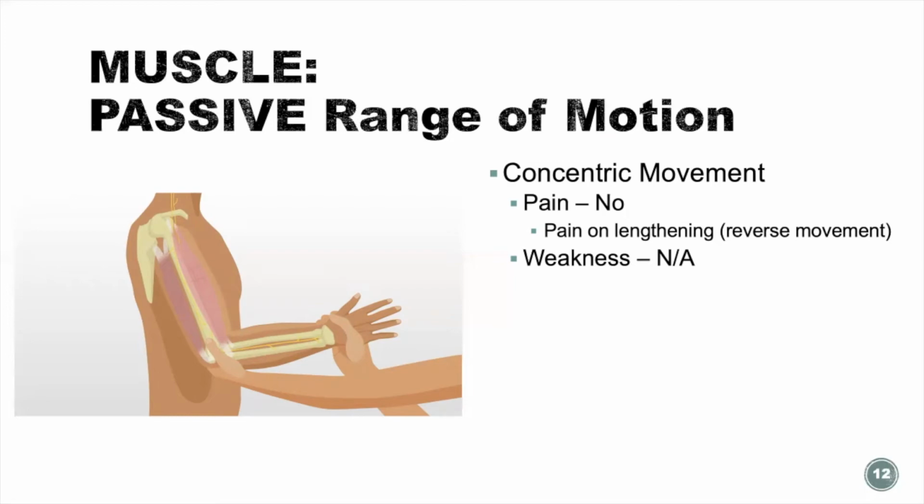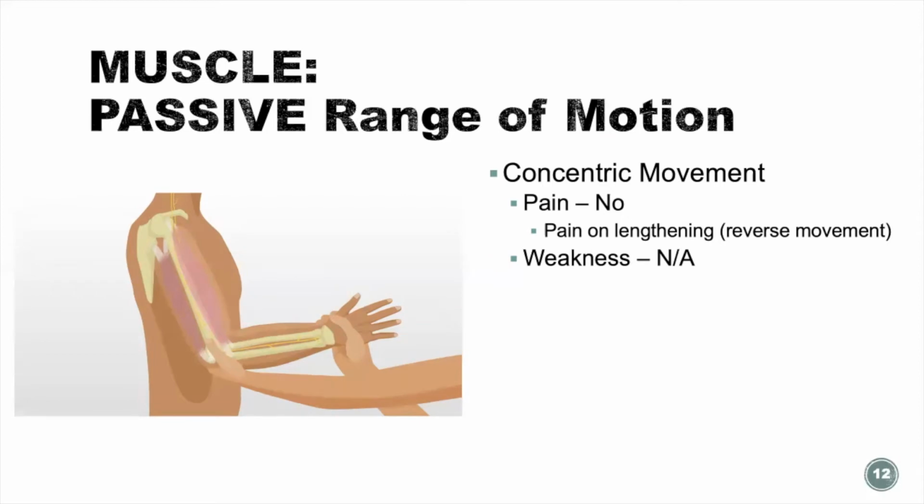If this was an example of using abduction and adduction, right? Abduction, if there was pain with the muscle contraction on active range of motion, on abduction. With passive, you would not also get it if it was the muscle injury.